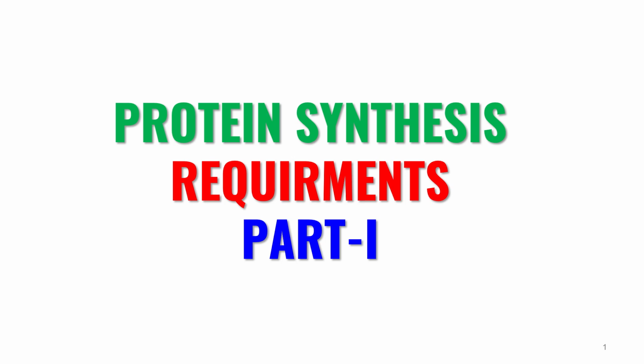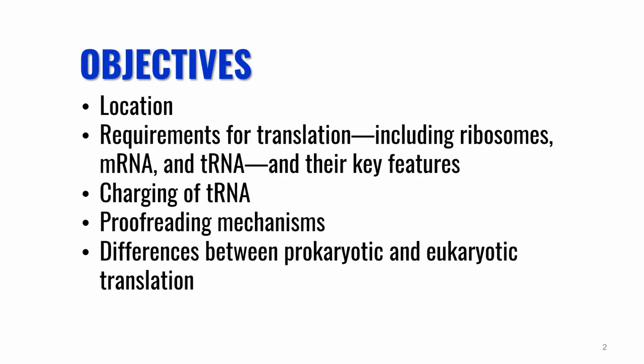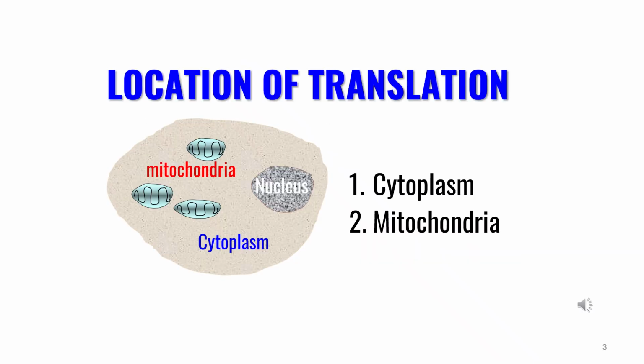Welcome to part 1 of our video series on translation, also known as protein synthesis. In this process, the genetic code carried by mRNA is decoded to build a polypeptide chain. In this part, I will explain the location and requirement of translation, including ribosomes, messenger RNA, and tRNA and their key features. Additionally, the charging of tRNA, proofreading mechanisms, and differences between prokaryotic and eukaryotic translation will be discussed.